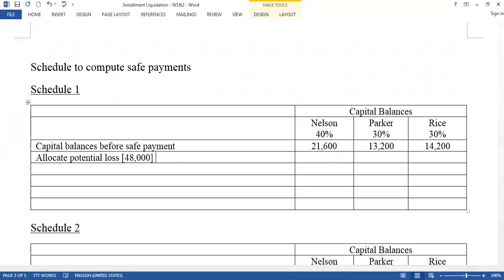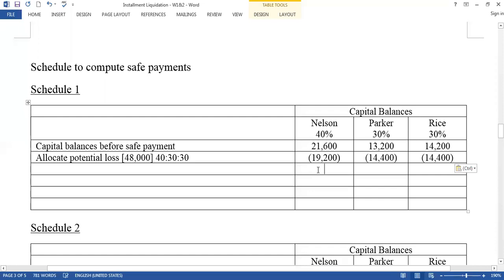40, 30, and 30. So this loss is going to be allocated. So the loss will decrease their capital. It is 19,200. This is 14,400. So this loss we are going to allocate here, 14,400.